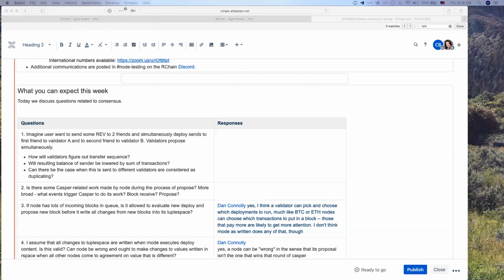And I think maybe it's helpful to break Casper down. Think of Casper as two different components, the estimator and the safety oracle. I think that will clear up a lot of confusion. So the estimator is what picks the parent given a set of justifications, or basically just a way to resolve forks.